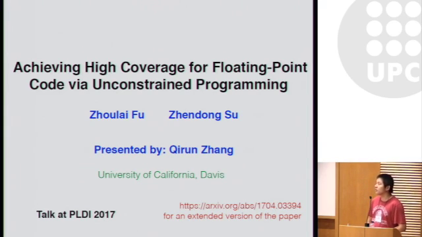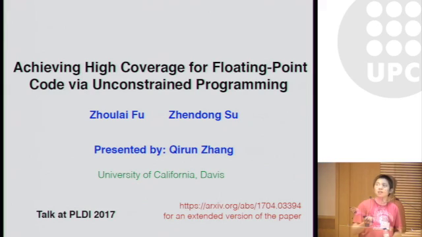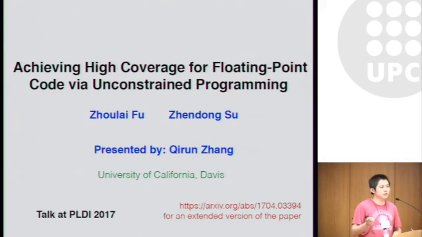The title of this work is Achieving High Coverage for Floating Point Code via Unconstrained Programming. Let's take a look at the title because there are several concepts here. Achieving high coverage is obvious. Floating point code means numerical programs. Unconstrained means without constraint solving, that is, we don't generate any constraints. Programming here means mathematical programming, which specifically refers to minimizing a mathematical function.